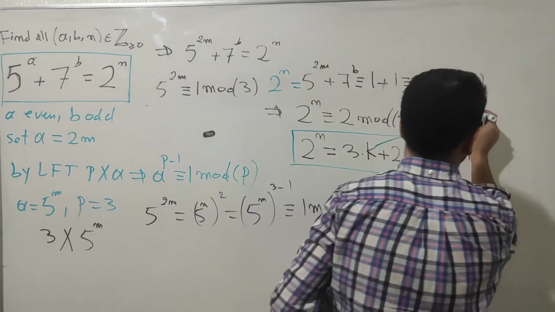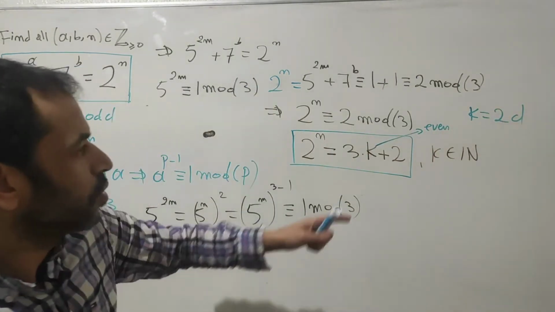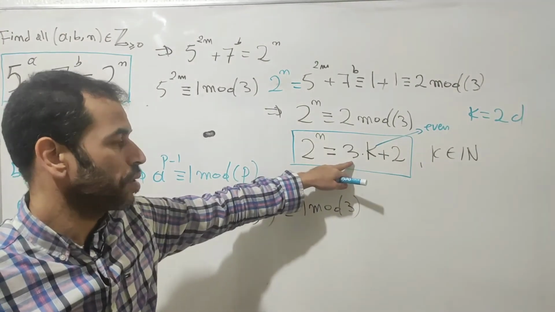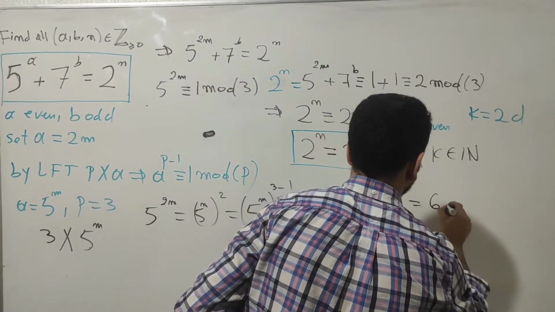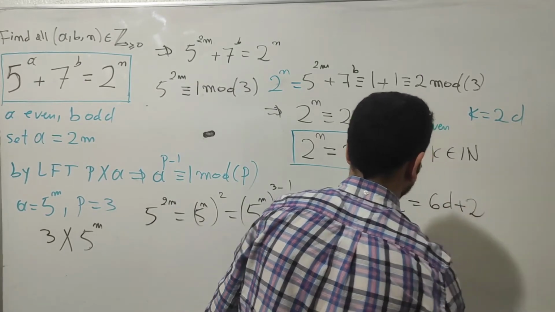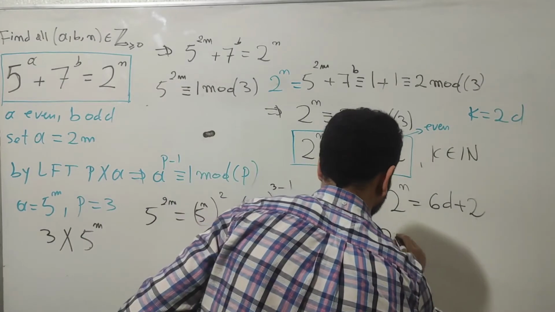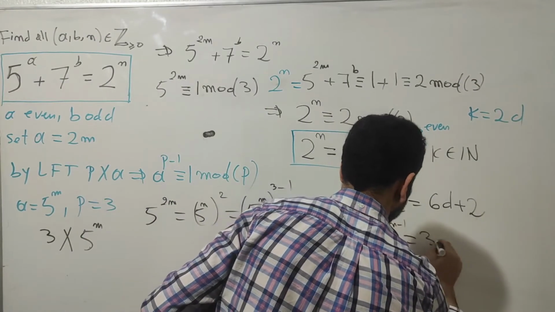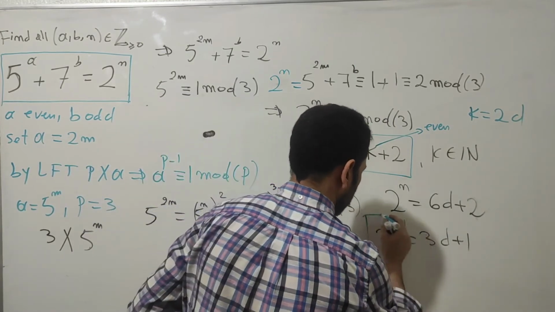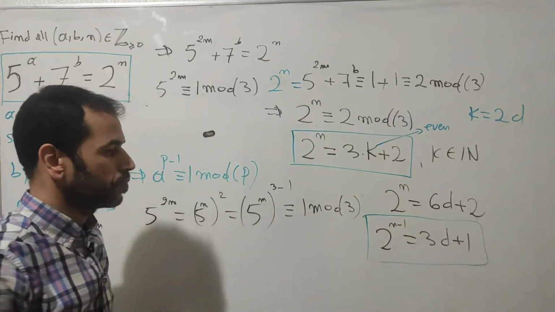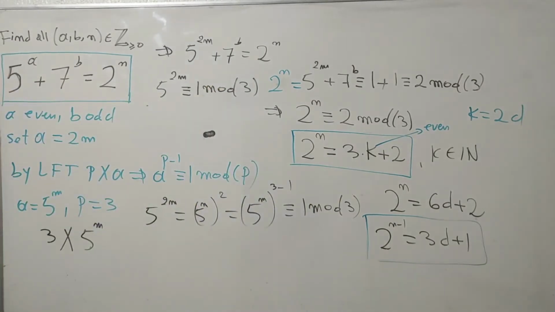If it's even, let's set k equals 2d. Now let's take this value of k and insert it back here. So I get 2 to the 2n, which equals 6d plus 2. Let's divide both sides by 2. I get 2 to the 2n minus 1, which equals 3d plus 1. So I have extracted a nice formula here.